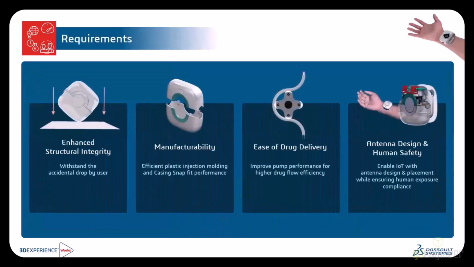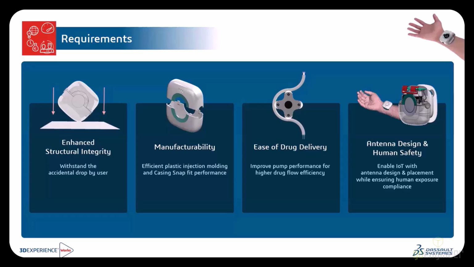To make things more concrete, we've looked at 4 requirements in this case. One is improving the device's structural integrity. In this case, we're going to do that, for instance, by assessing its robustness or reliability when it comes to accidental drop. We might also want to look at its manufacturability. In this case, we've gotten feedback. We'd like to make the manufacturing process more efficient by better understanding the impact of the design on the plastics injection molding process. We also want to increase the efficiency of the drug delivery itself, perhaps by changing the mechanism or by understanding the impact of drug viscosity, for instance, and so on.